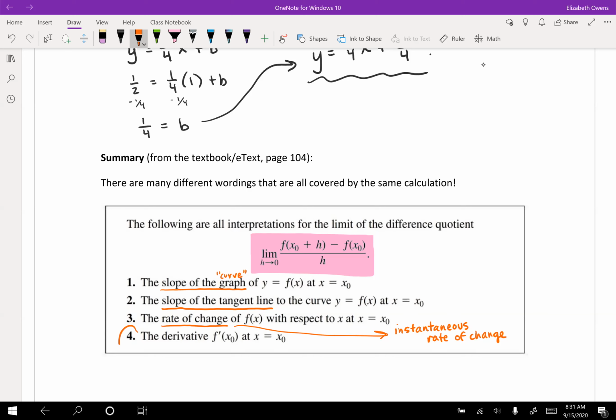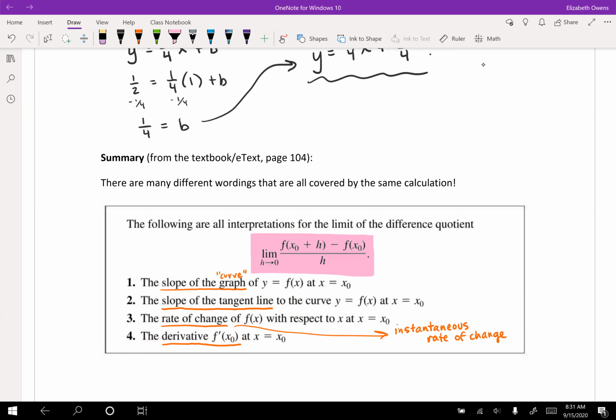And then number 4 here, this is what we got in section 3.1. So the first 3 of these really came from chapter 2. And then here in 3.1, we discovered that all of those use the same calculation as the derivative f prime of x naught. So when you see any one of those phrases in a problem, you can calculate any one of them with the difference quotient.